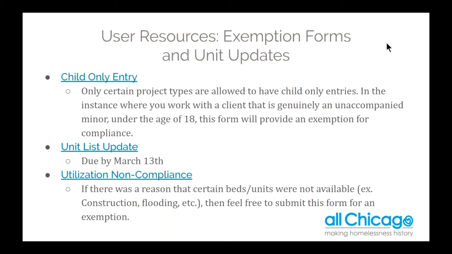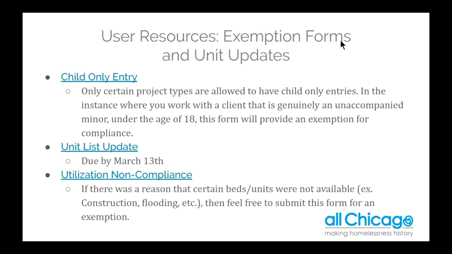And finally, we have a couple of exemption forms and unit list update forms right here. So for a child-only entry, for the most part, there should never be any child-only entries, but we know that there are RIE providers, providers that work largely with youth, and some of those youth may be under the age of 18 and are truly unaccompanied minors. So in those instances, we have a child-only entry exemption form. When you fill that out, that goes to our help desk and it becomes documented there, and we'll apply the exemption after the fact.